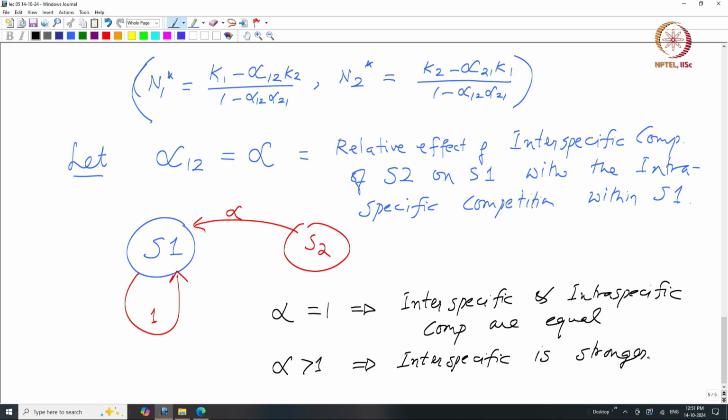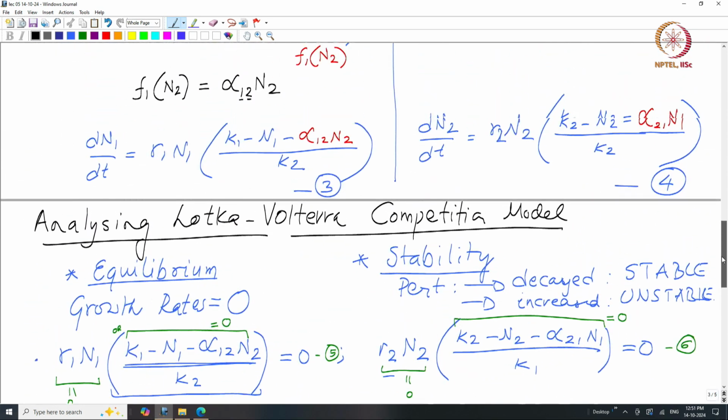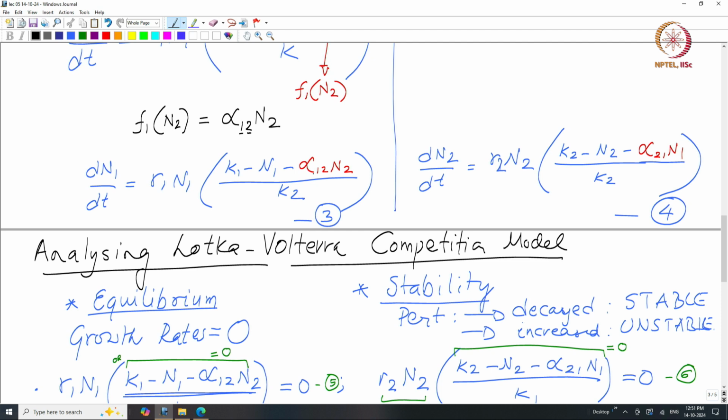Maybe we could even think of a simple example. Let us say alpha is equal to 2, and let us go back to the Lotka-Volterra equation, where I have now replaced alpha 1 2 by alpha. So, if alpha is 2, it means that in this part of the equation, for every one individual effect of its own species, the effect of an individual of species 2 is twice the effect as compared to its own type. So, therefore, alpha is equal to 2.